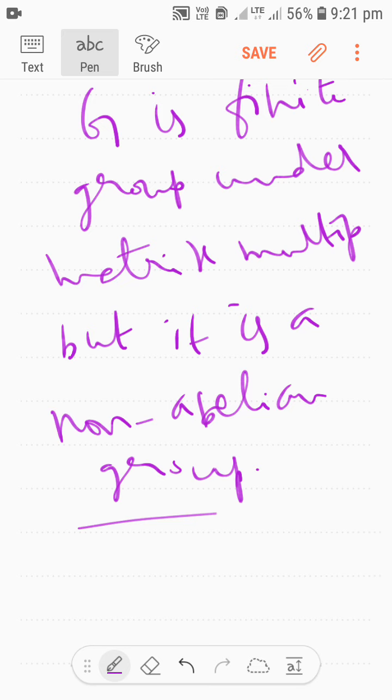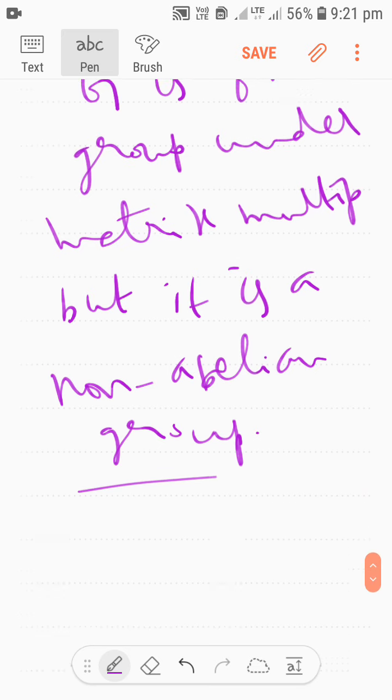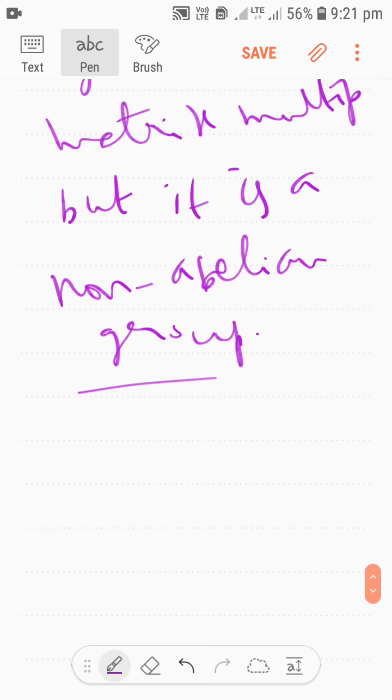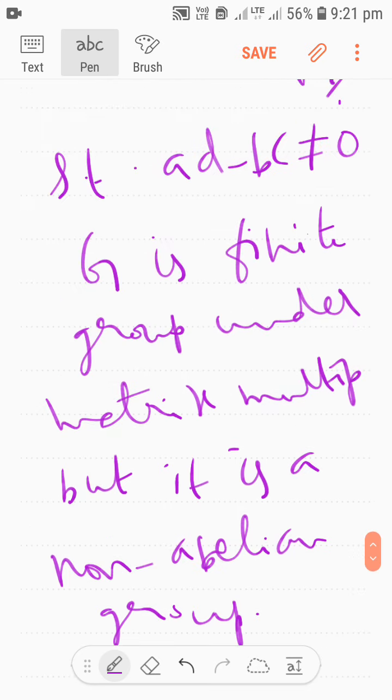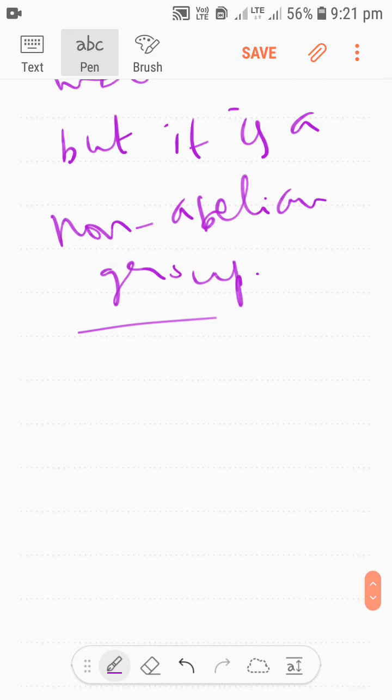Maybe they can give matrices A, B, C, D. We have to find whether that is abelian or non-abelian or finite. 4 options they will give, no? In that they can give infinite group under matrix multiplication or finite group under matrix addition. Like that they can give. So we have to identify which option is correct. So we should have the clear concept.